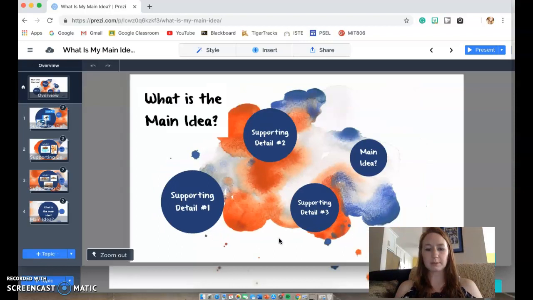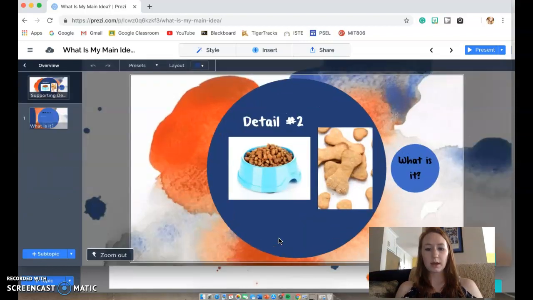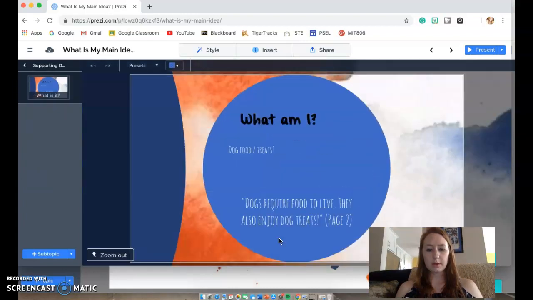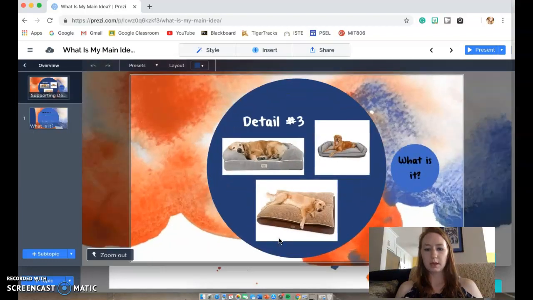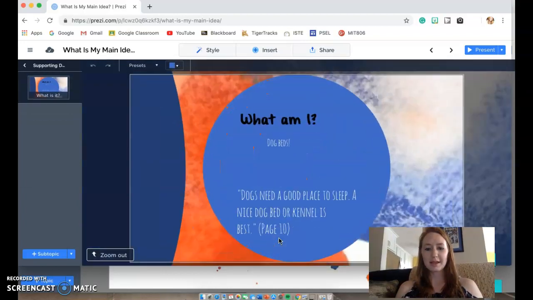And then my supporting detail number 2, I have dog food and dog treats. To clarify, what is it? Dog food and treats. Dogs require food to live. They also enjoy dog treats, page 2. Supporting detail number 3, I have 3 different pictures of golden retrievers, because I have one, on dog beds. What is it? A dog bed. Dogs need a good place to sleep. A nice dog bed or kennel is best, page 10.